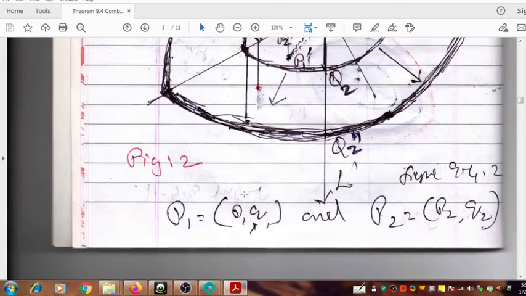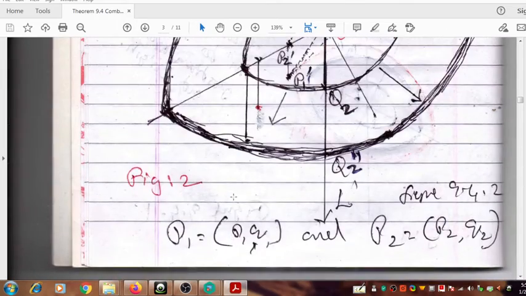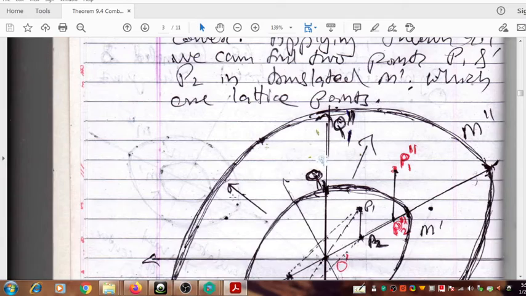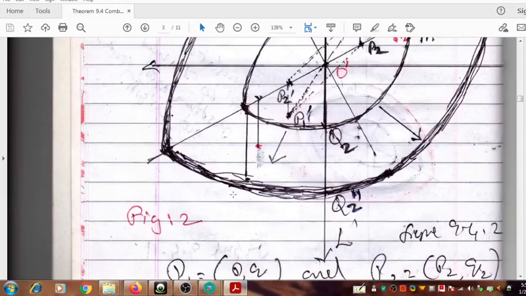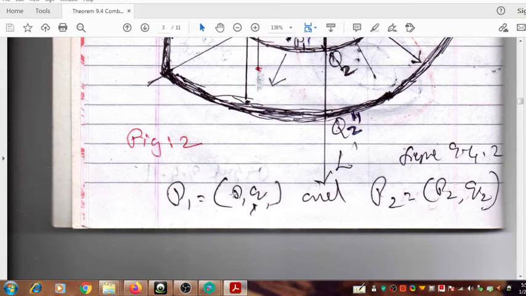Okay. And we are coming to that point, and before that, there are some more things we have to say. One thing is that we have to take the coordinate values of the points p1 and p2.